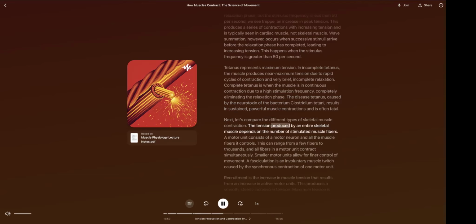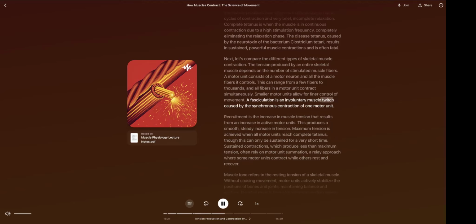The tension produced by an entire skeletal muscle depends on the number of stimulated muscle fibers. A motor unit consists of a motor neuron and all the muscle fibers it controls. This can range from a few fibers to thousands, and all fibers in a motor unit contract simultaneously. Smaller motor units allow for finer control of movement. A fasciculation is an involuntary muscle twitch caused by the synchronous contraction of one motor unit.